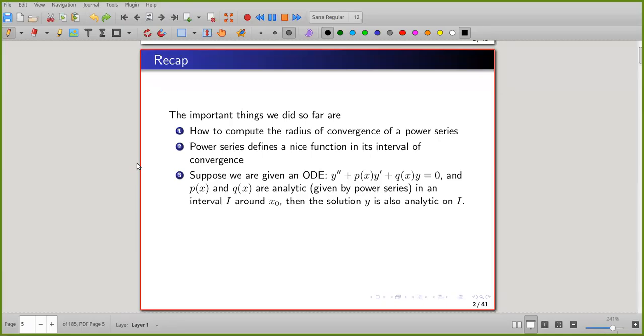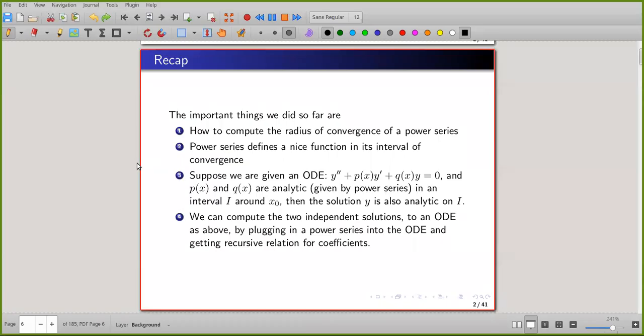Suppose we are given an ordinary differential equation y double prime plus p of x y prime plus q of x y equal to 0, and p of x and q of x are analytic, which means given by a power series in a small interval I around a point x naught. Then the solution y is also analytic on the interval I. And we can compute the two independent solutions to an ODE as above by plugging a power series into the ODE. Because of this previous point, y of x is going to be equal to the summation of a_n, let me just write this.